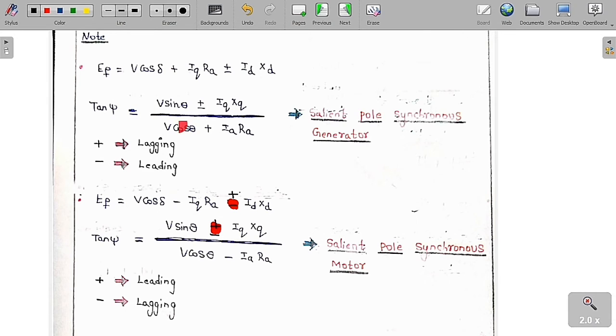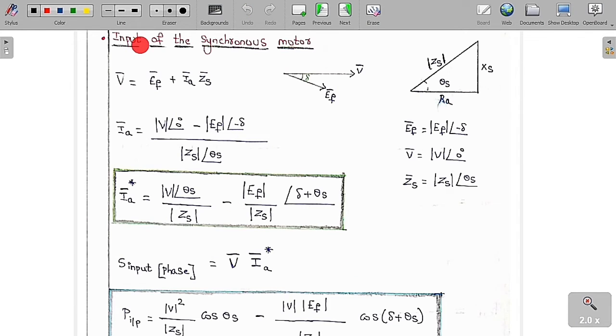If you remember this equation, just replace plus by minus, and minus by plus, and you are going to get the corresponding equations. These are the equations for the salient pole synchronous generator, and these are the equations for the salient pole synchronous motor. So now we will discuss another important concept, which is called the input of the synchronous motor.